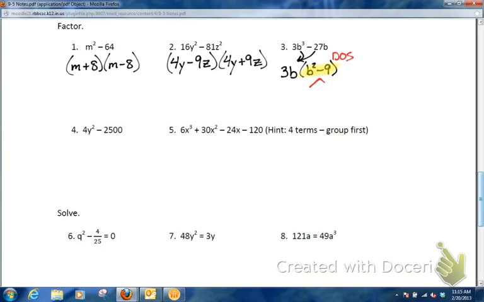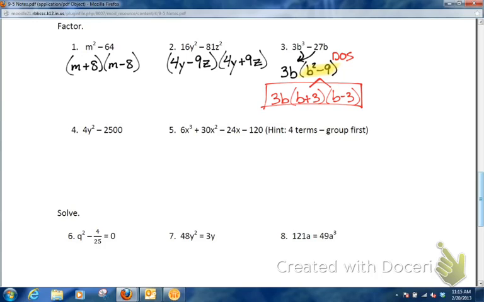So this is going to turn into b plus 3 and b minus 3, or again, vice versa. And then don't forget that you still got to take that 3b down with it because that was the first thing you did to factor it. So there you have it. There's the factored form of number 3. It is 3b times b plus 3 times b minus 3. So kind of a two-step factoring problem there.